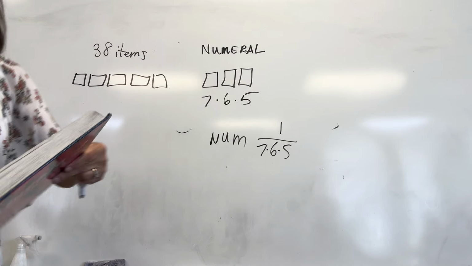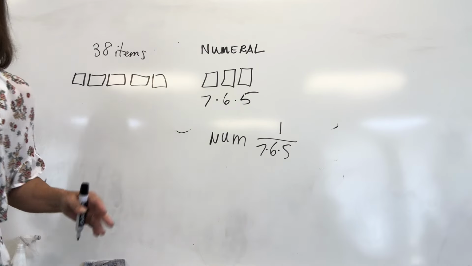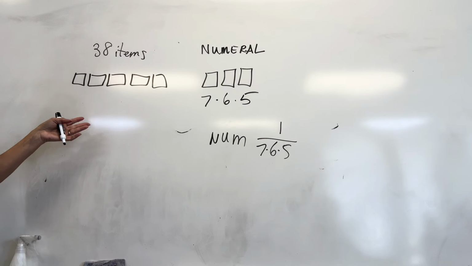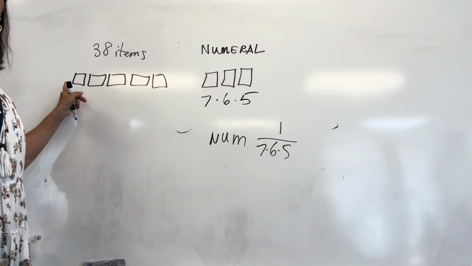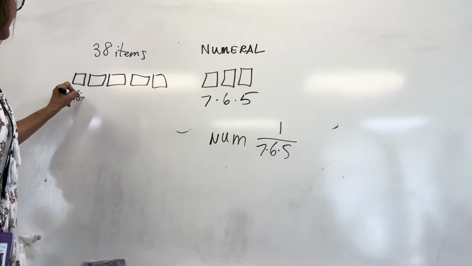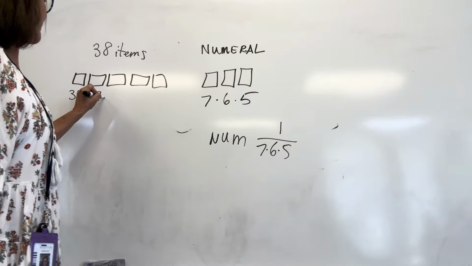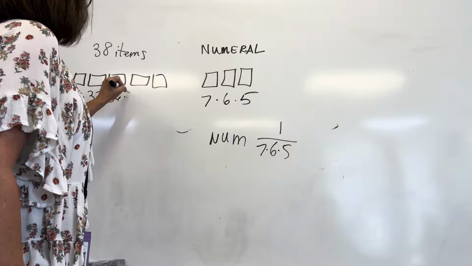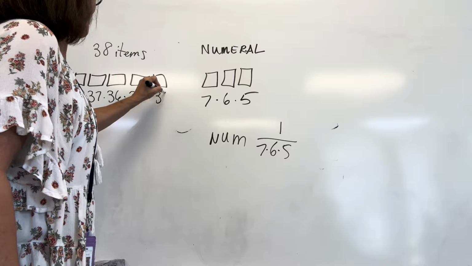How many different arrangements are possible? What do I do? How many items do I have to choose from for the first one? 38. And then for the second one? 37. And then for the third one? 36. Times 35 times 34.